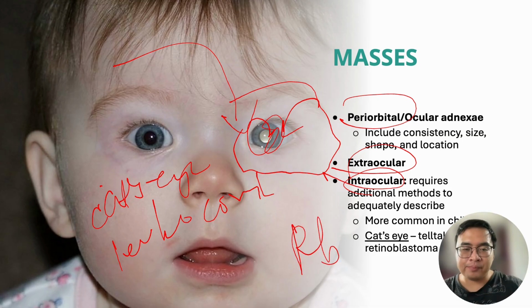So because the tumor is deforming the retina, this causes an abnormal reflection of the flash of the camera. So it appears white instead of red-orange.